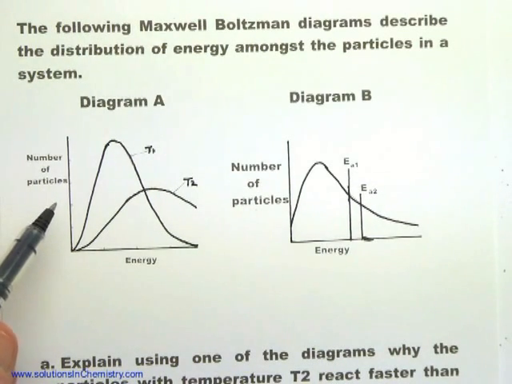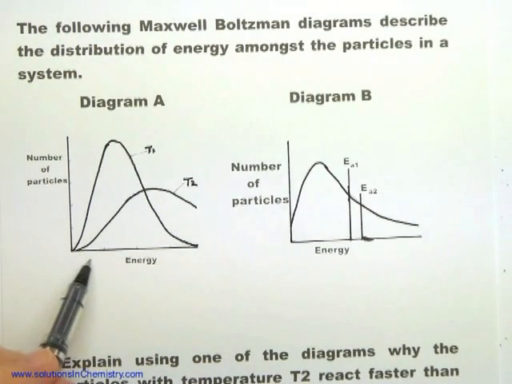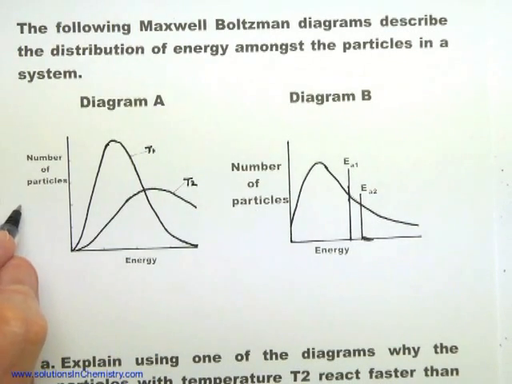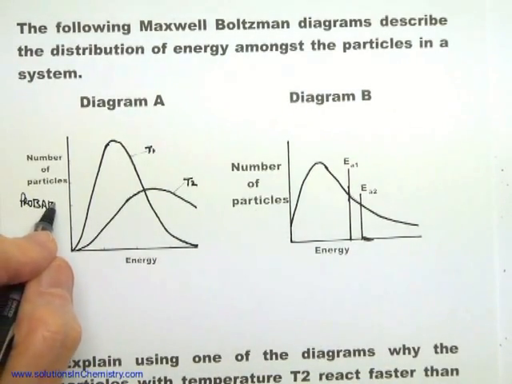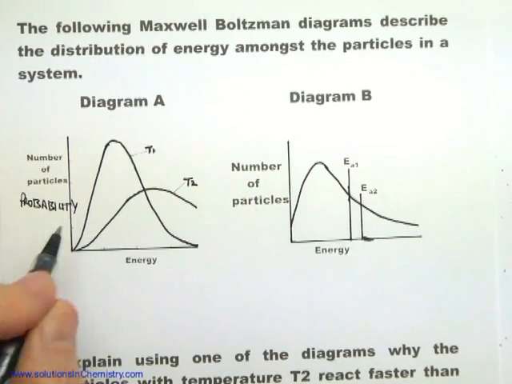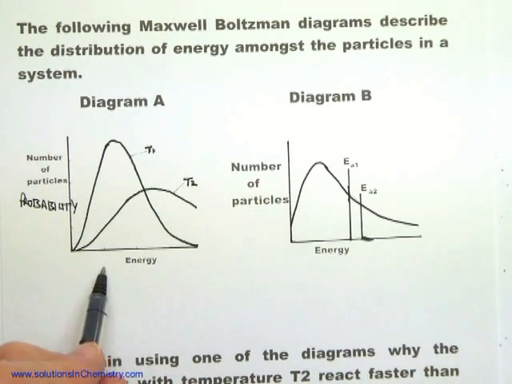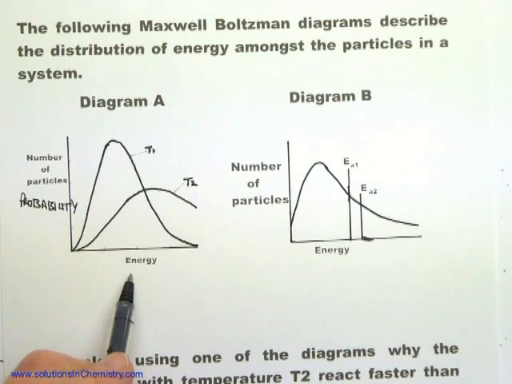There are only a few things you have to remember. The vertical axis is number of particles and the horizontal axis is energy. Now, sometimes that is written as probability. I will explain why. And in some cases on the internet, you will see speed of particle there, meters per second or something like that. But it's preferable to put energy.